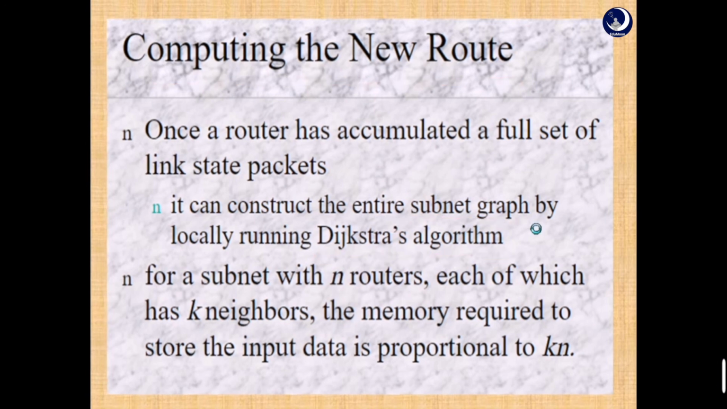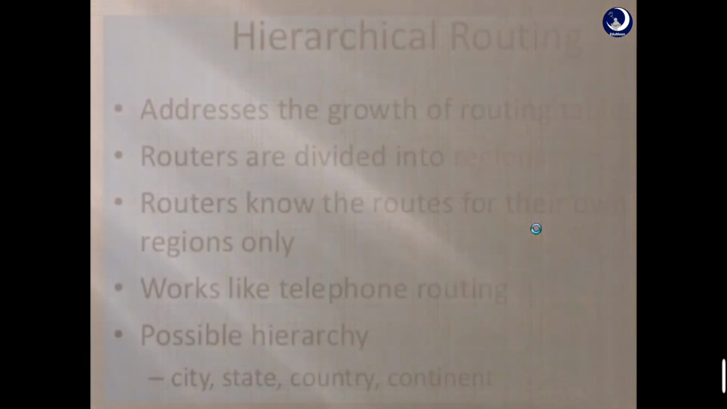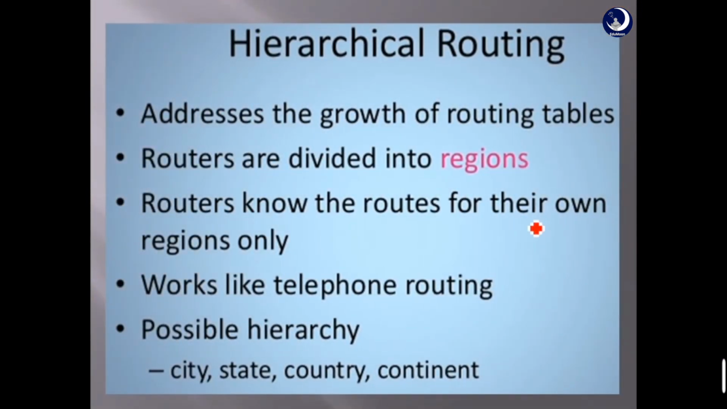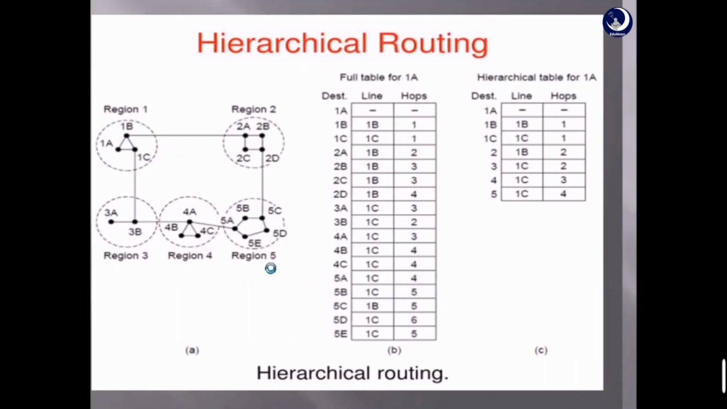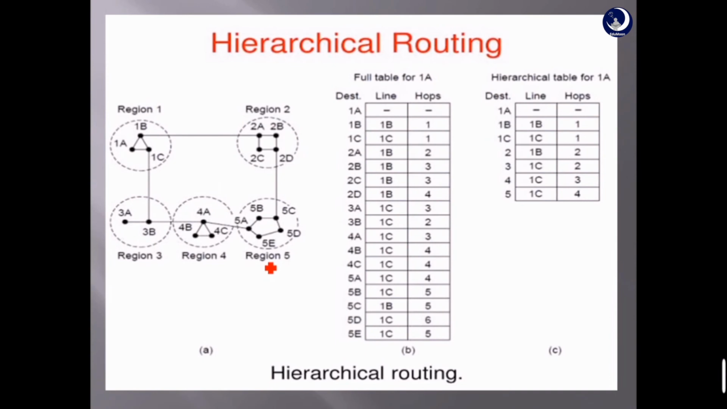The next is hierarchical routing. Here, routers are divided into regions, and each router knows how to route packets to destinations within its own region. In this example, this network is divided into various subregions. You can see that. Then this table mentions which region consists of which routers and how many hops it needs.